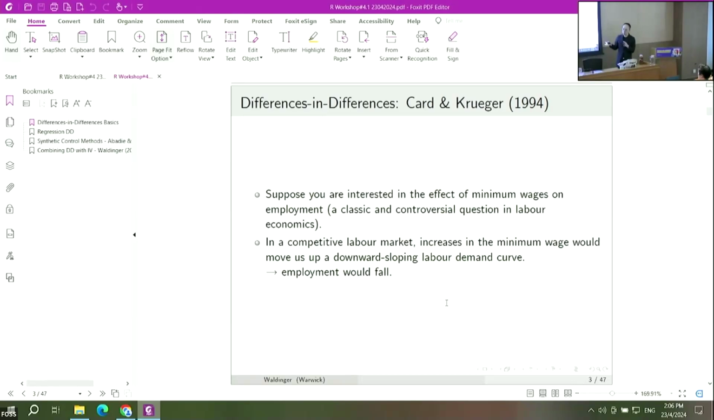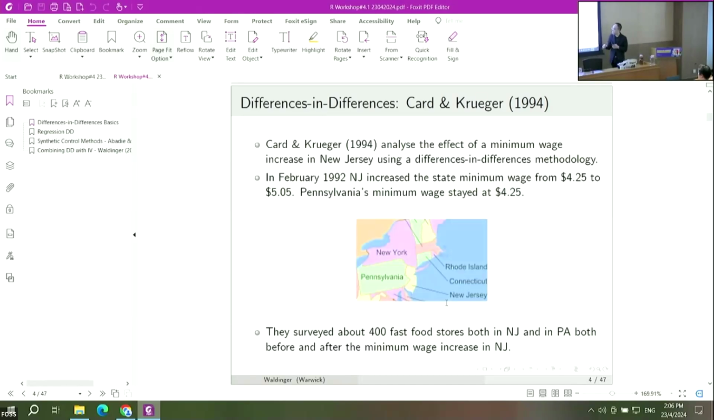Okay, so this is employment would fall. That's kind of like the implication. Basic supply and demand in economics. I'm hoping that you actually know what's going on with this.